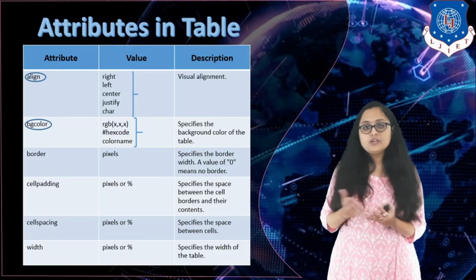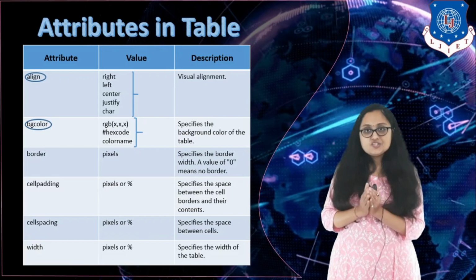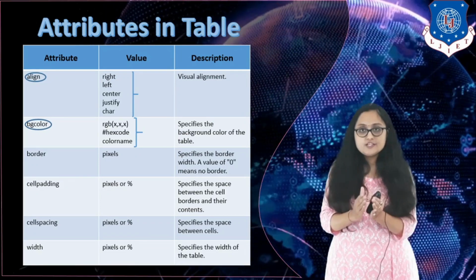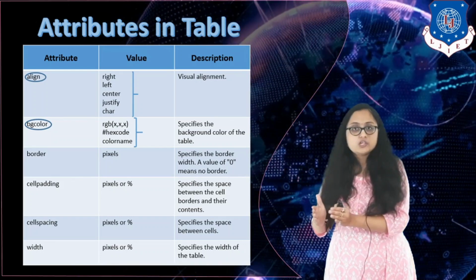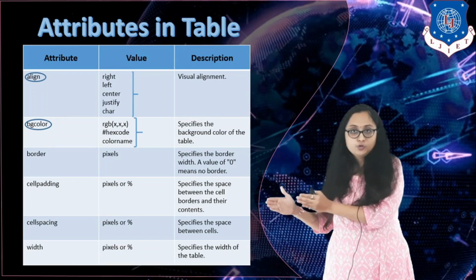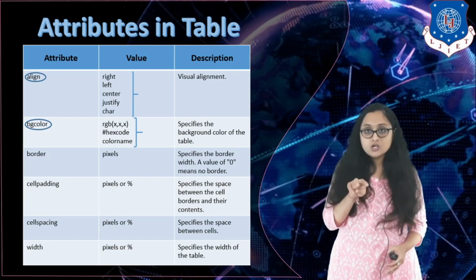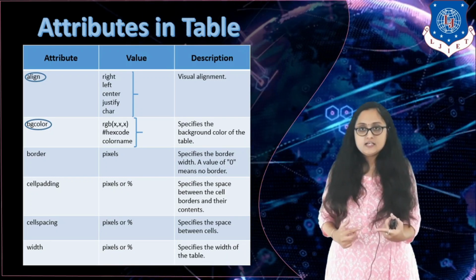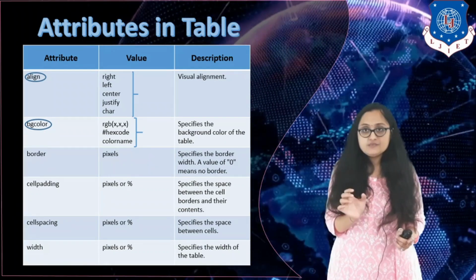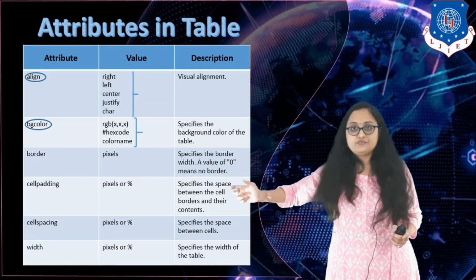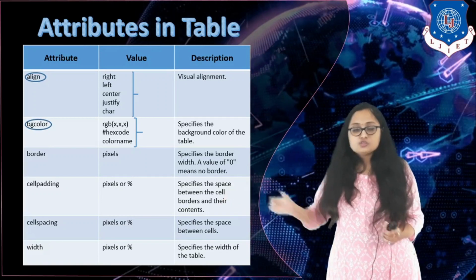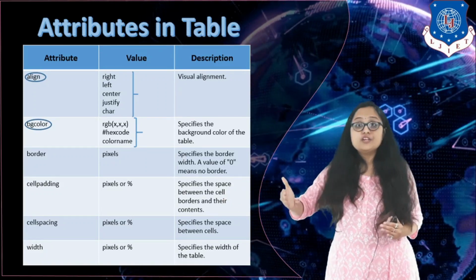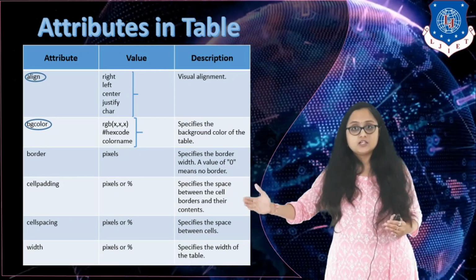So how can you write numbers? For example, hash 000000. It means 0 intensity for red, 0 intensity for green and 0 intensity for blue. The first two numbers that you write after hash indicate the intensity for red. That number can range from 00 to FF, which is a hexadecimal value. So 00 indicates the lowest value for red color, and FF indicates the highest value for red color.